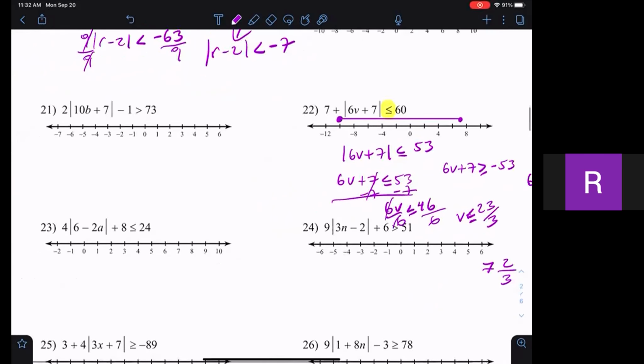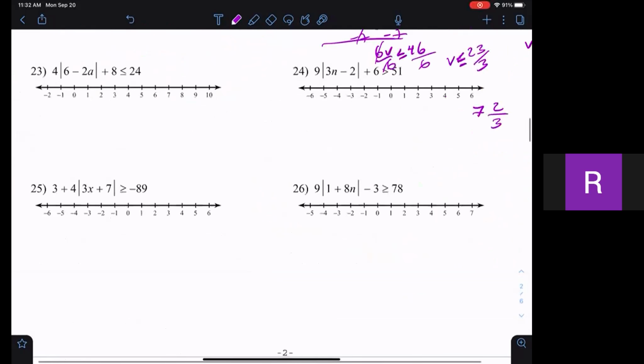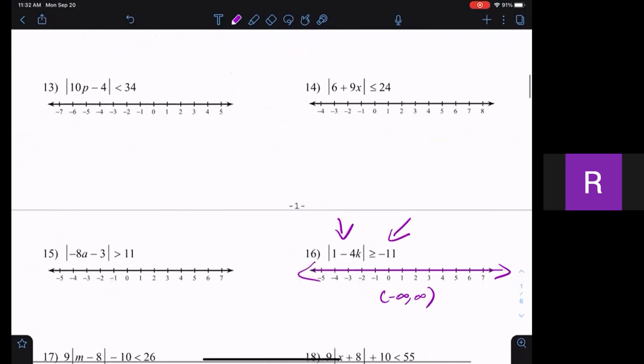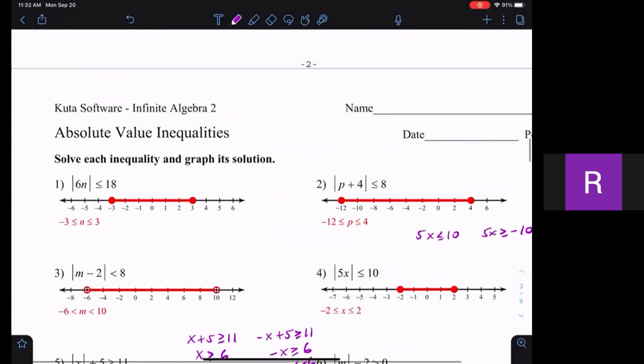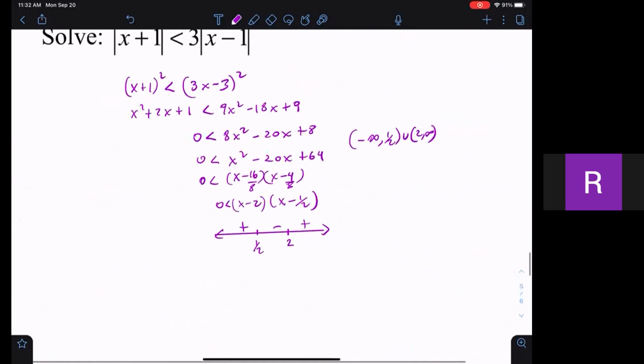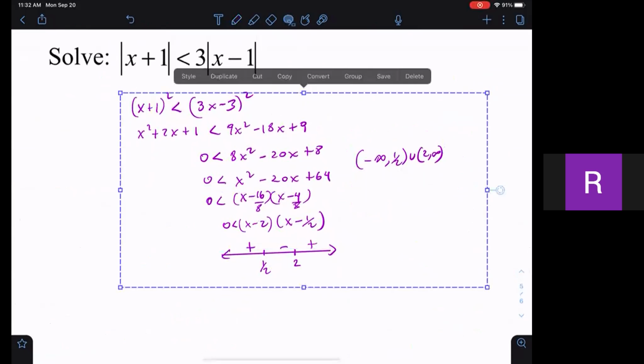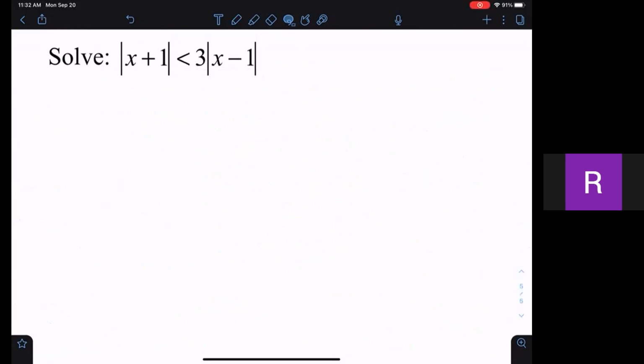Okay. So we covered the situation where you get all real numbers, the situation where there's no solution, and the situation we just solved. Sometimes you might have something like this. Here sometimes you have to do a test point, but let me show you an easier way to do this. The first thing you should do is distribute the 3 into the absolute value, like it was a parenthesis. So this is going to be the absolute value of 3x minus 3.